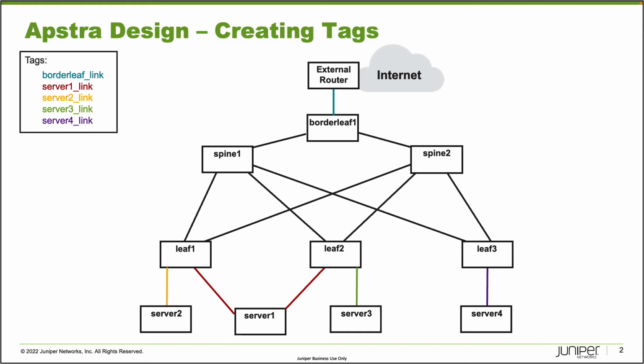And the goal of this learning byte is to create tags so that we can logically tag the links between the leaves and the devices they're connected to, the end devices, that is. And you can see up in the left, we have some tags specified. We have the border leaf link that is in that teal blue color. And then you have server 1 link at the bottom that is for both of those interfaces. And then we have the server 2 link that connects to leaf 1. And then we have the server 3 link, which is in green, that connects to leaf 2. And the server 4 link that is connected to leaf 3 that is in purple.